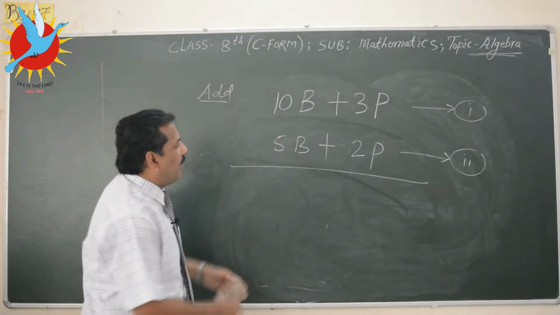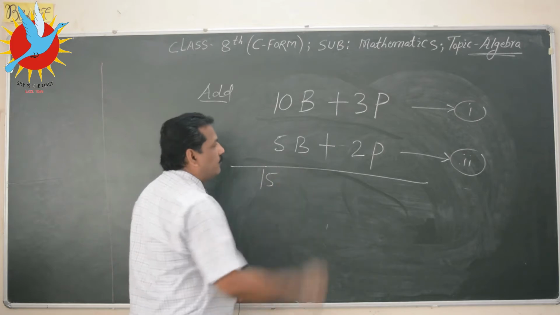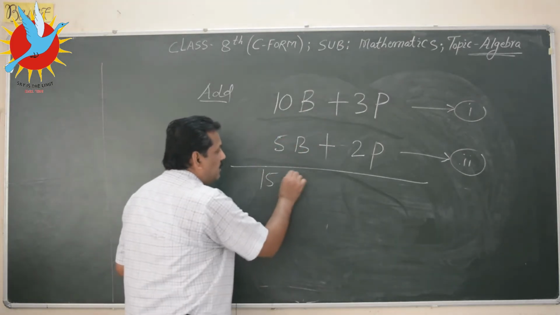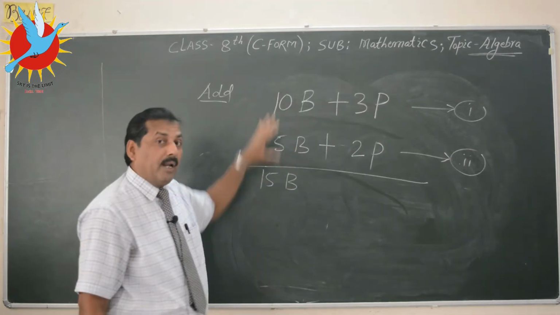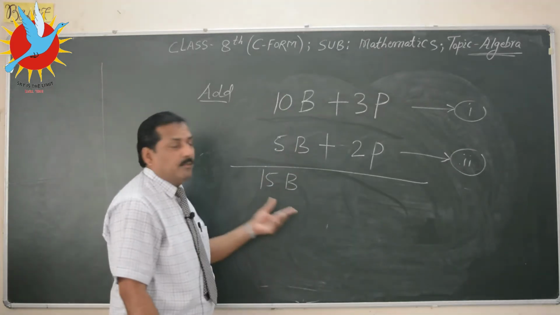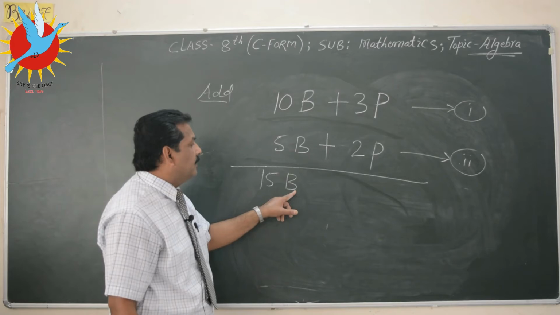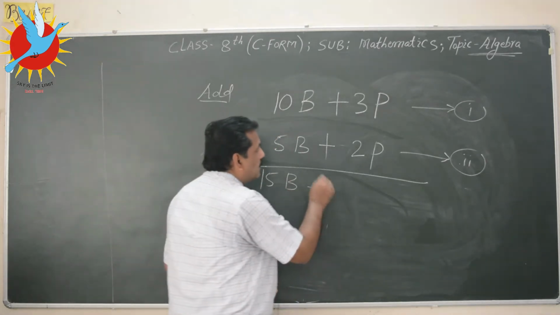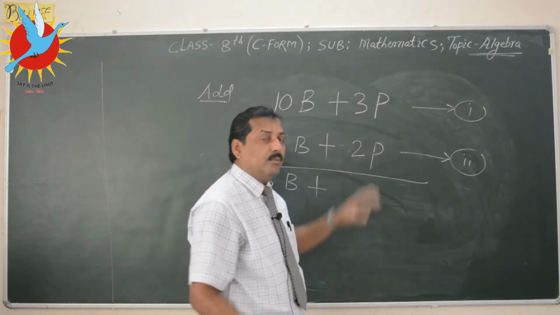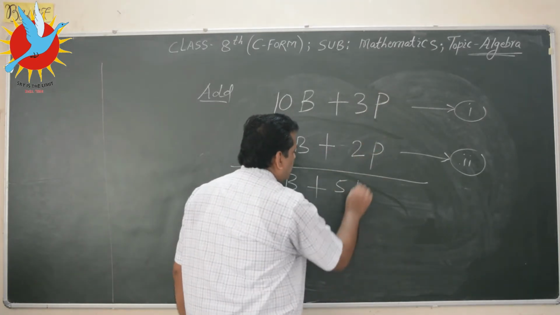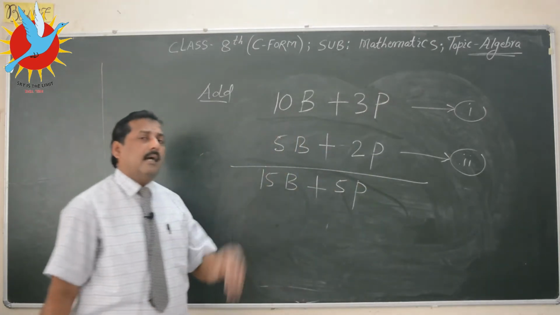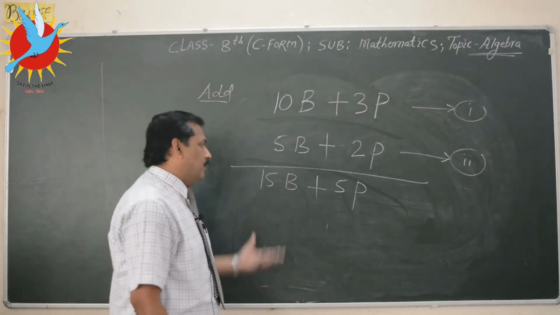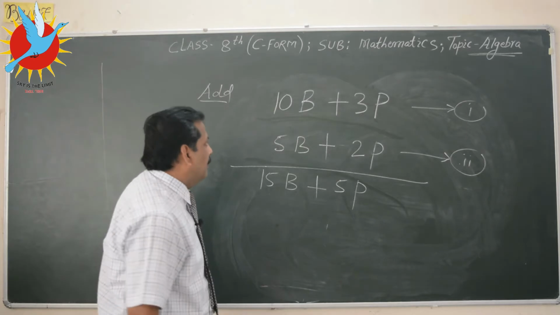So 10 and 5, that is 15, and this is variable B, means 10 books plus 5 books, 15 books. B is not written twice, only once. So plus 3 pencils and 2 pencils, 5 pencils. See, this is an example of addition in algebra. So it is not different.